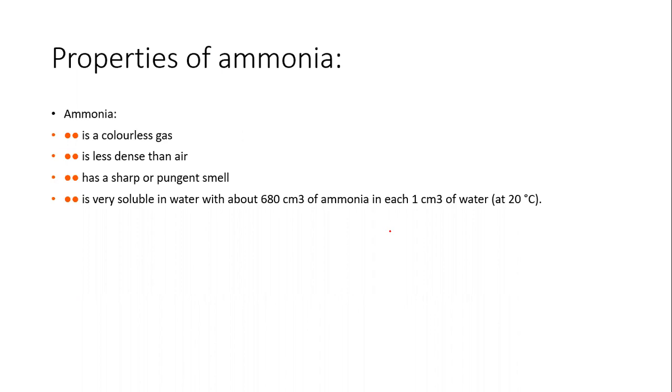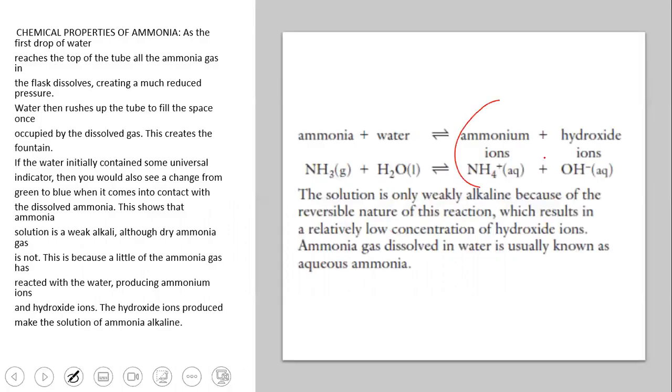And ammonia is very soluble in water. Ammonia can dissolve in water to give you ammonium ions. Ammonia is NH3 and ammonium is NH4 plus, because it turns into an ion. So ammonia will dissolve in water to give you a weakly alkaline solution. Ammonia gives you a weak alkaline solution. So it will be a reversible reaction because it is a weak base.